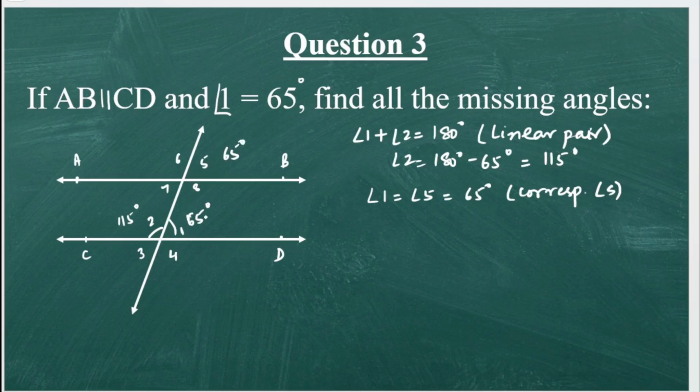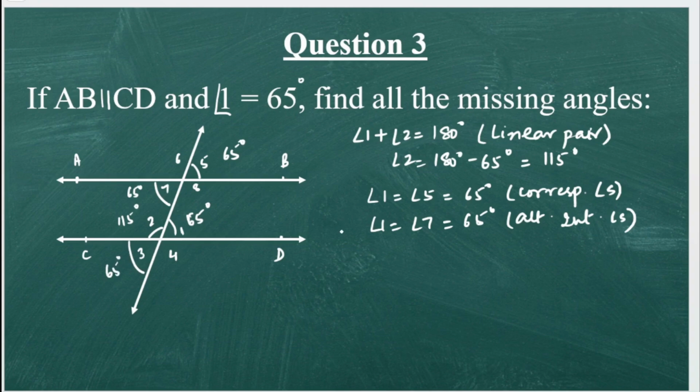Now, if angle 1 is 65, angle 7 will also be 65 because they form a pair of alternate interior angles. When the lines are parallel, the alternate interior angles are equal. So we got these two also as 65 degrees. Next, if angle 1 is 65, angle 3 is also 65 because angle 1 and angle 3 are a pair of vertically opposite angles. So they are also equal. So we have angles 1, 5, 7, 3, and 2.